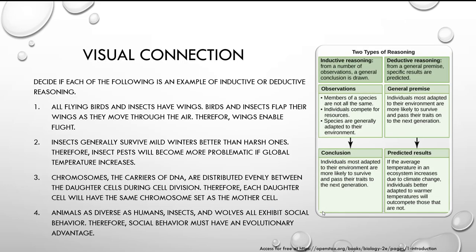All right, so let's do a check for understanding. This is called a visual connection question. Over on the right are our definitions of inductive and deductive reasoning in case you need them. So we're going to decide if each of the following is an example of inductive or deductive reasoning. The first one: all flying birds and insects have wings. Birds and insects flap their wings as they move through the air. Therefore, wings enable flight. Would that be an example of inductive reasoning or deductive reasoning?